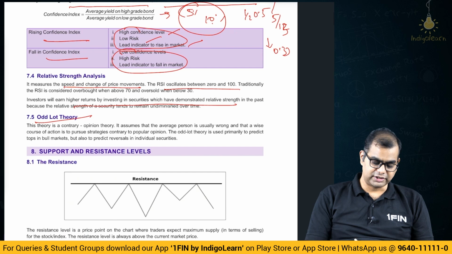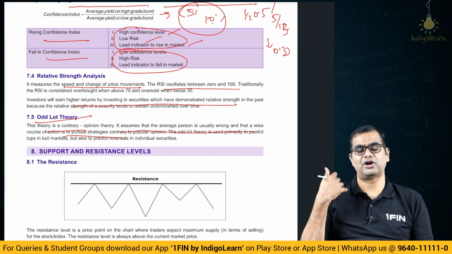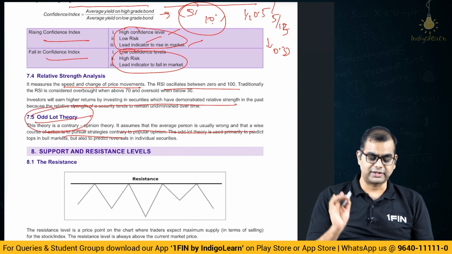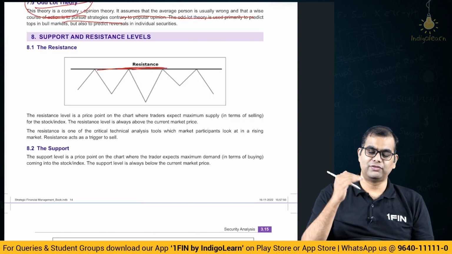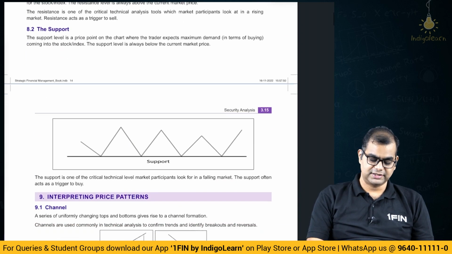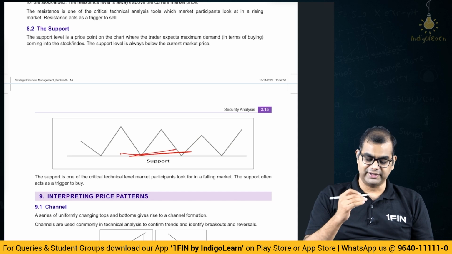Then there is something called the odd lot theory. This is a contrary opinion theory. It holds that the average person is usually wrong, and hence the course of action is to pursue strategies contrary to popular opinion. So you always do the opposite. You are a contrarian. That is called the odd lot theory. These are basically the market indicators. You have something called resistance, above which the price does not go very easily. Support, below which the price does not fall very easily.